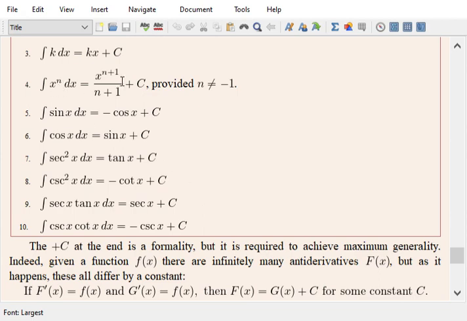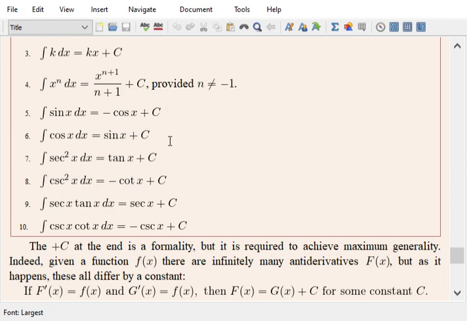This is the power rule. If you have a power function, just add 1 to the exponent and then divide by that. So that's the reverse of the power rule for ordinary derivatives. And then here are a bunch of trig functions. And these are all literally just doing the derivative rule in reverse. So like the derivative of sine is cosine, so that means the integral of cosine is sine, and so on and so on.